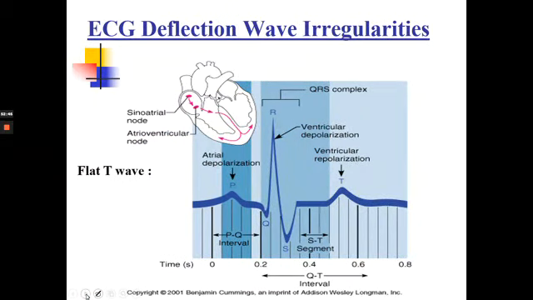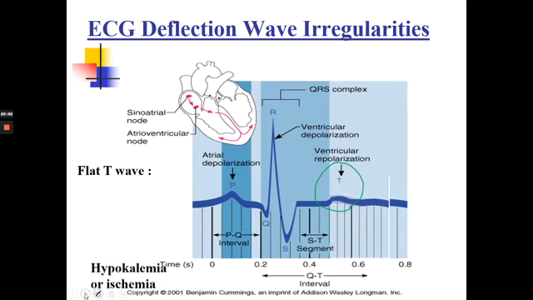Depressed T or flat T. This is the normal T. Look at the T here normally. When it gets flattened, this is flattened T. This occurs in hypokalemia or sometimes ischemia.